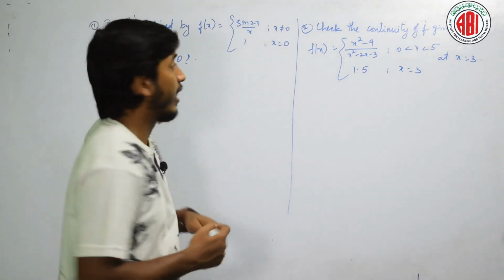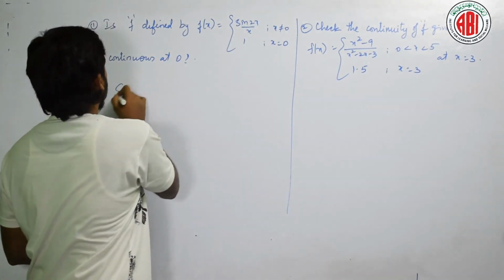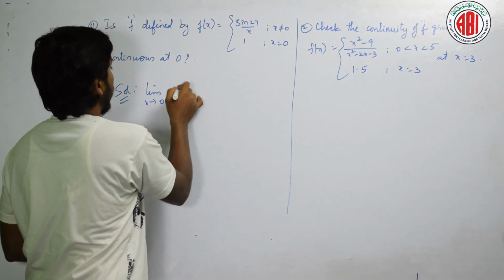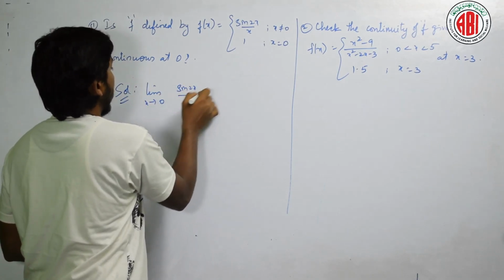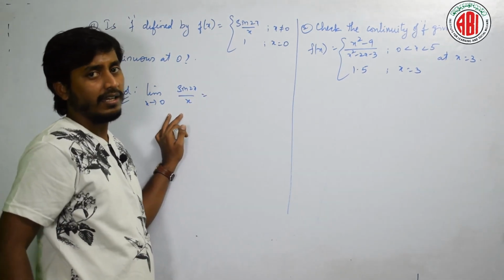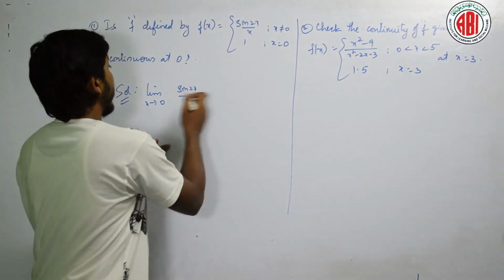How to do? That is, first check whether limit as x tends to 0 of sin 2x by x. What is the value of this? Do you have any formula on sin? Yes, we have, right? What is it? That is sin x by x.